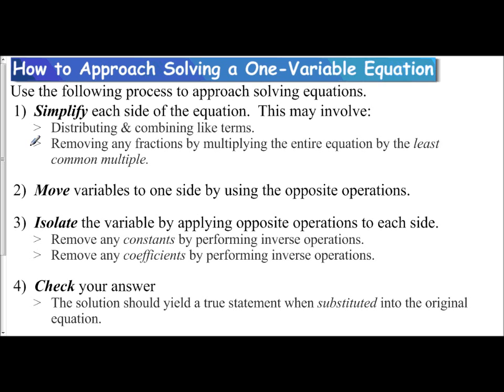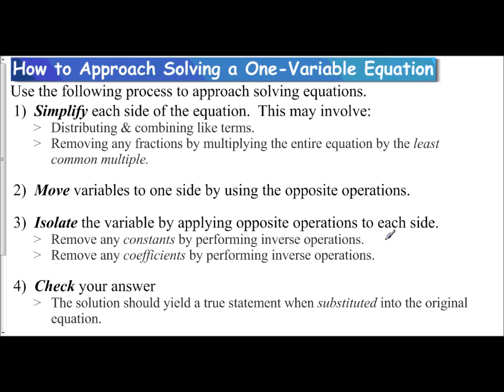And so I always say move the variables to one side first. Get the variables to one side first. It's going to make it easier from that point on if you try and combine them onto one side of the equation. And then once you do that, isolate the variables by removing any other operations going on, any other terms. You remove any constants that are going on by performing the inverse operations.